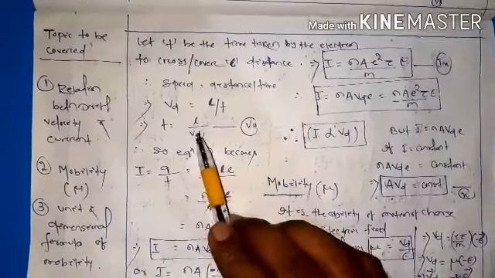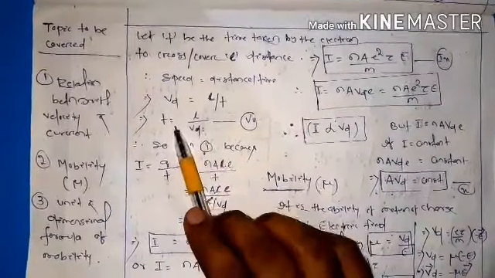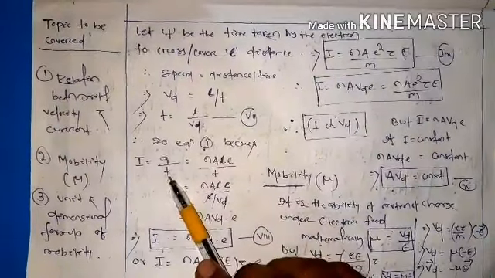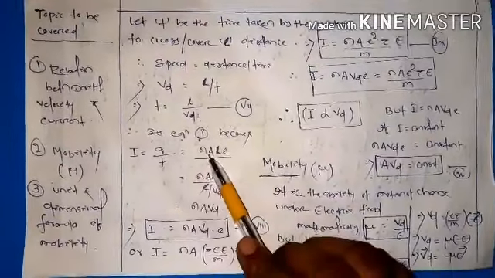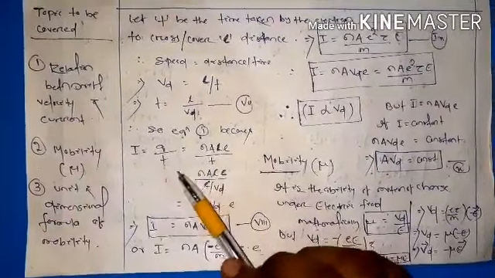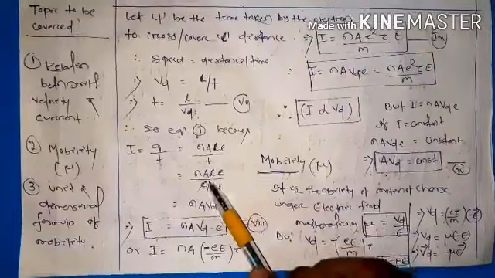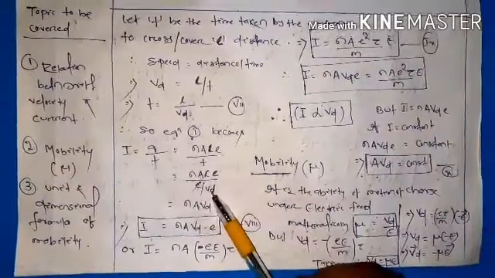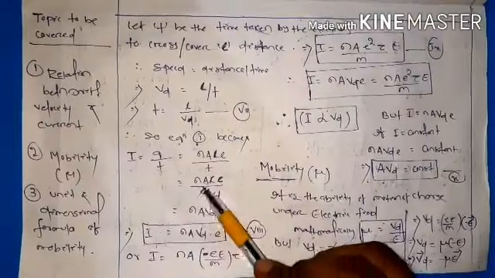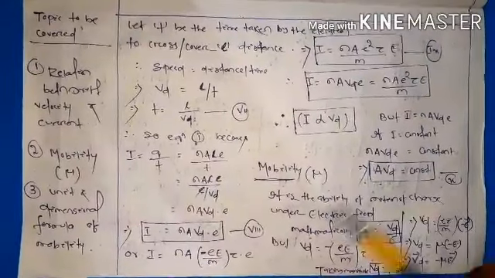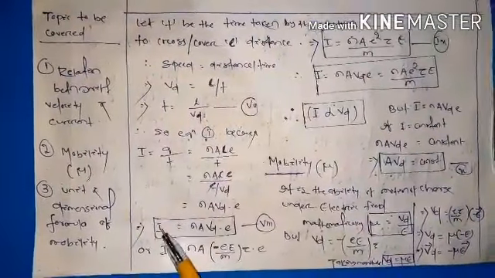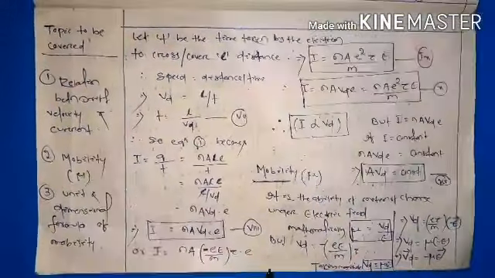Putting the value of T, we get I is equal to Q by T, which is nALe divided by T, and T is equal to L by Vd. Therefore I is equal to nAVd into e, with L canceling. So current is equal to nAVd e. This is the relation between electric current and drift velocity.